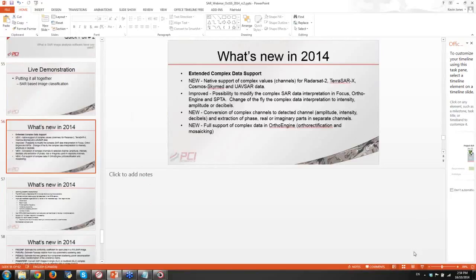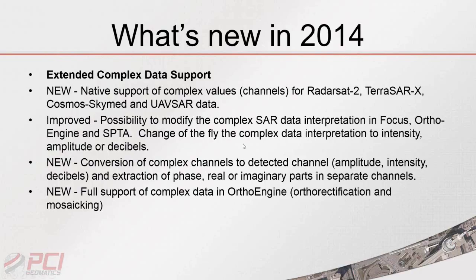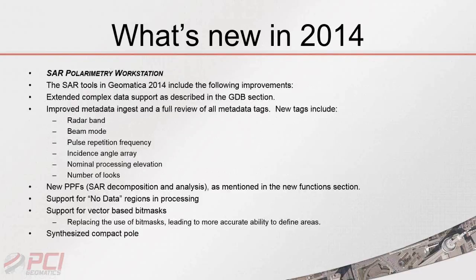And I just want to spend a few moments now, and I won't go through all these in detail, but suffice it to say that with Geomatica 2014, we have added a number of new capabilities specific to radar. We've got new extended complex data support, and all of this information is available on our website. But essentially, we continually add new capability to our software suite. There are a number of improvements to metadata, which is used quite a bit for things like polarimetric analysis, so radar band, beam mode, pulse repetition, these kinds of things.